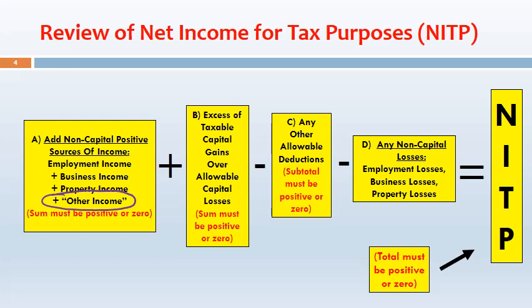I'm also going to come into this part now, where we're looking at any other allowable deductions. These deductions, as you can see by where they show up in our formula here, are going to be able to be deducted against all sources of income earned previous to this. So these will be able to be deducted against employment and business and property income, as well as any potential taxable capital gains.